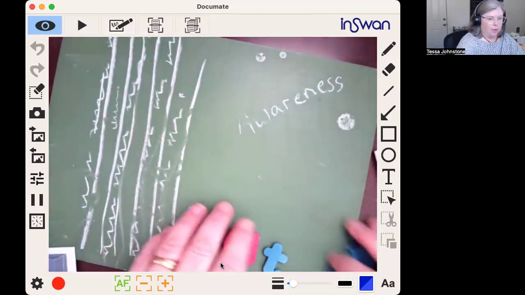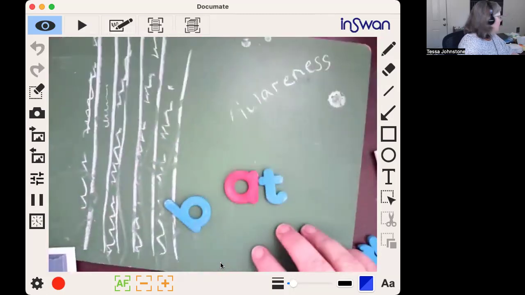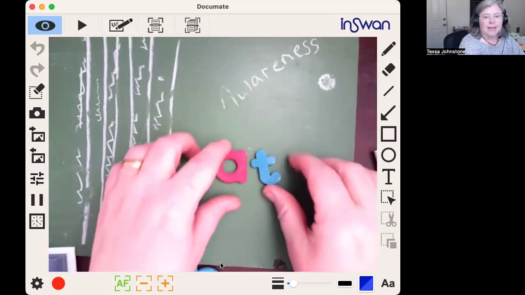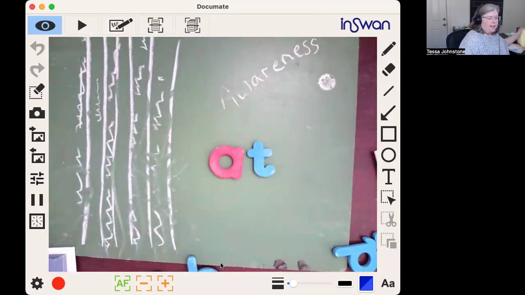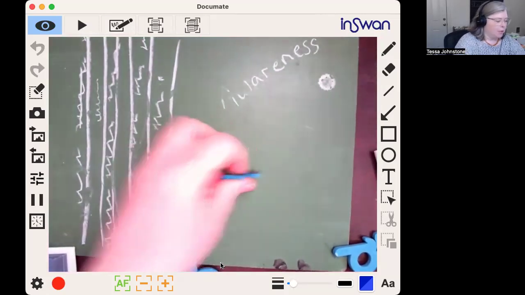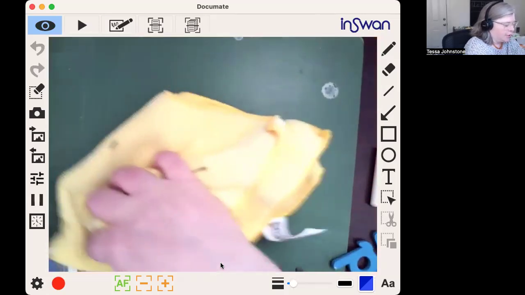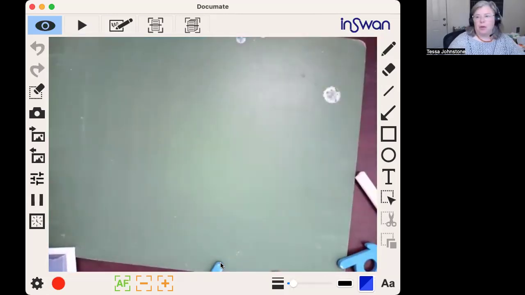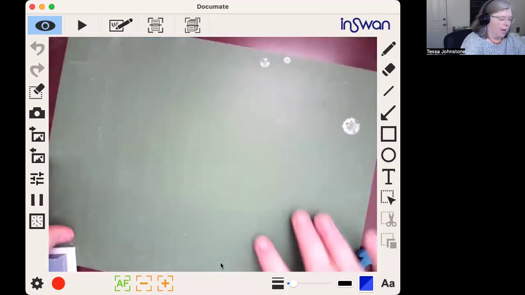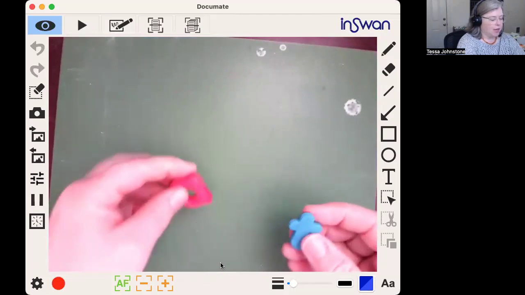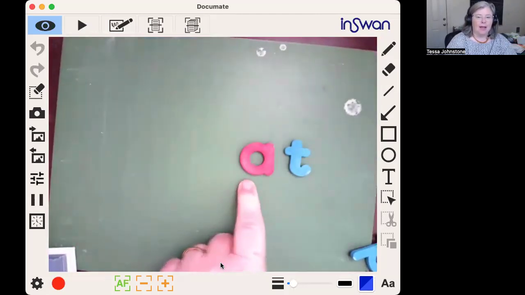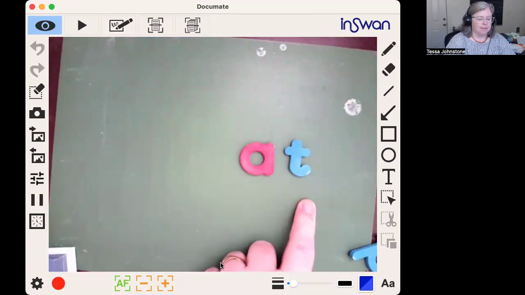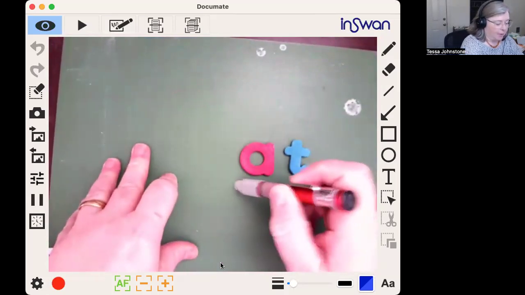Okay, so here we have the word at. This is not a sight word. This is a word we can sound out. Most sight words are actually words that we can sound out if we know the rules, right? Okay, so here we go. I'm going to teach at. Okay, what sound does this make? At. At. And then they're going to be like, okay, at.